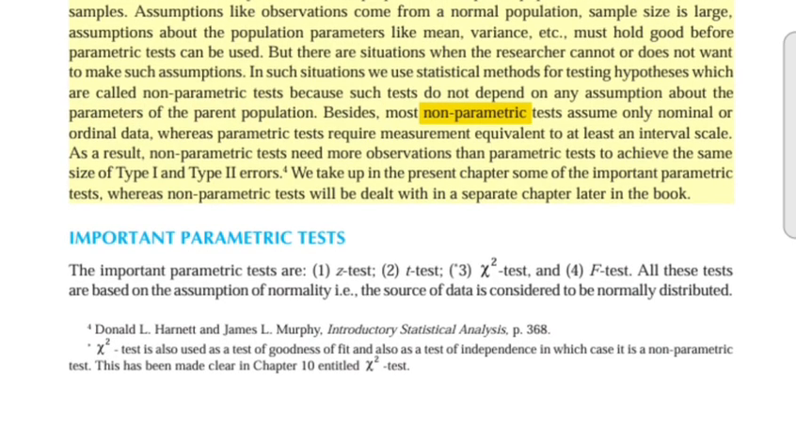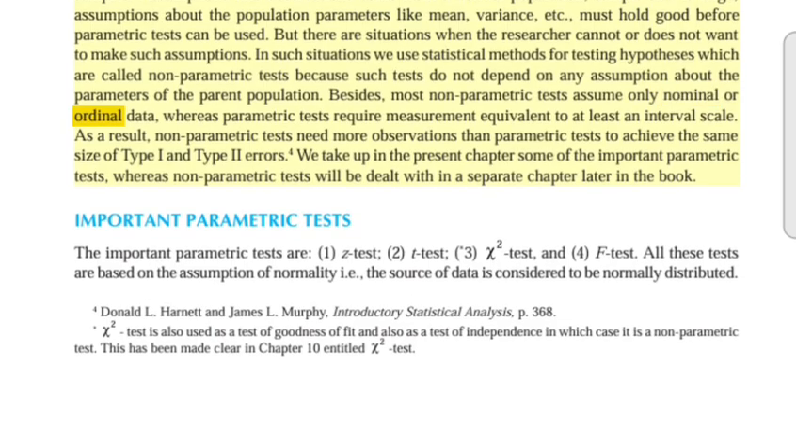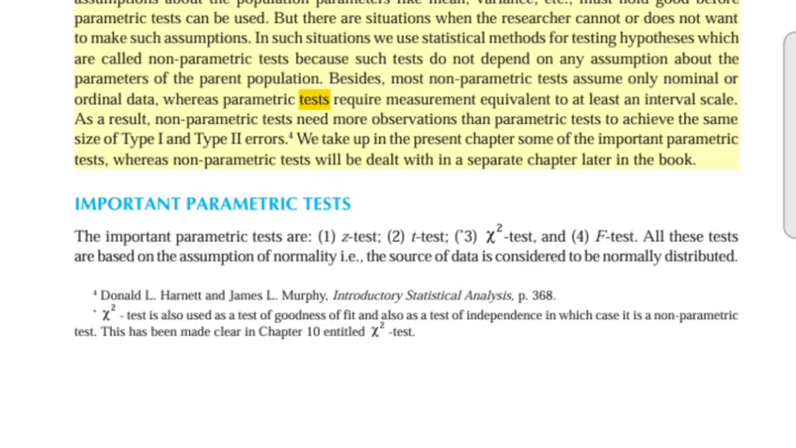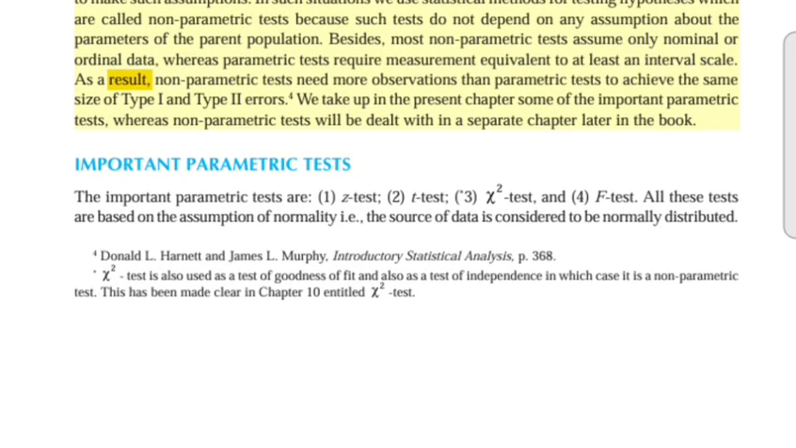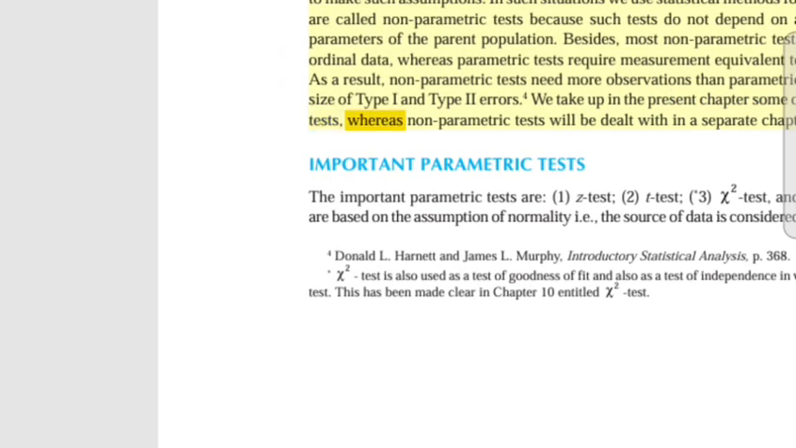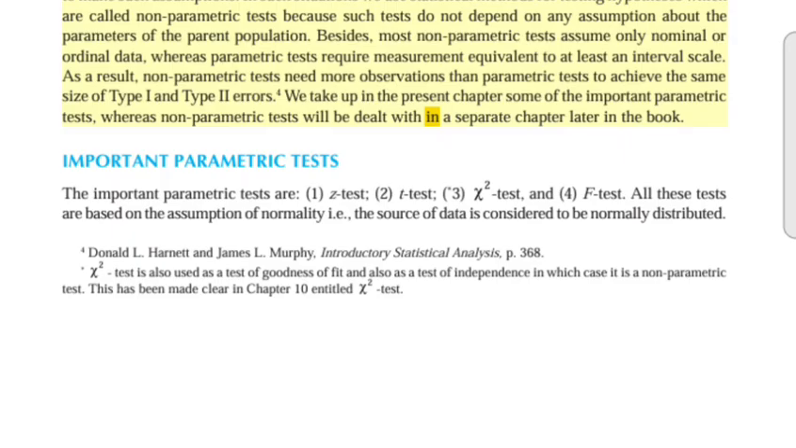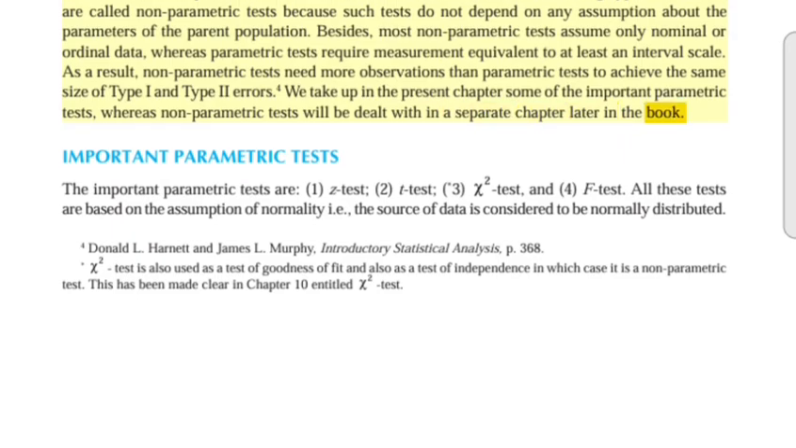Besides, most non-parametric tests assume only nominal or ordinal data, whereas parametric tests require measurement equivalent to at least an interval scale. As a result, non-parametric tests need more observations than parametric tests to achieve the same size of type 1 and type 2 errors. We take up in the present chapter some of the important parametric tests, whereas non-parametric tests will be dealt with in a separate chapter later in the book.